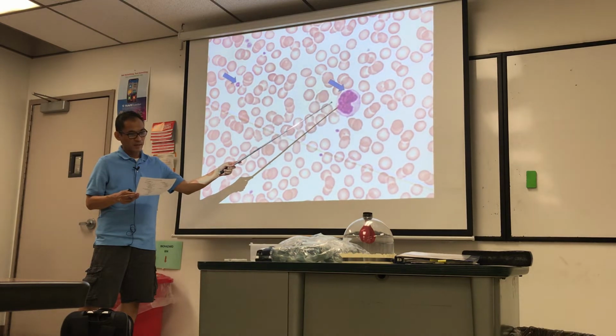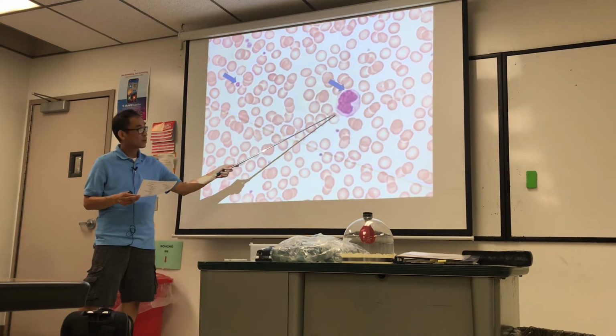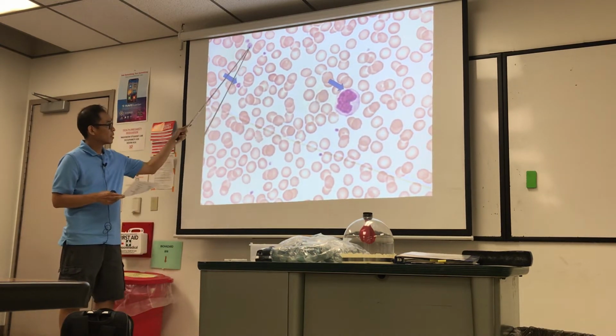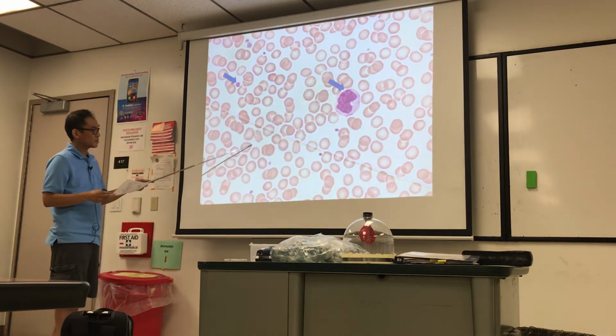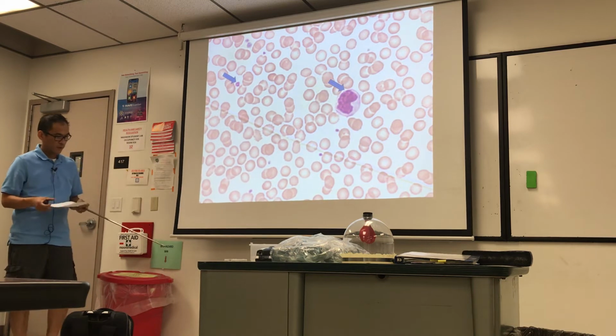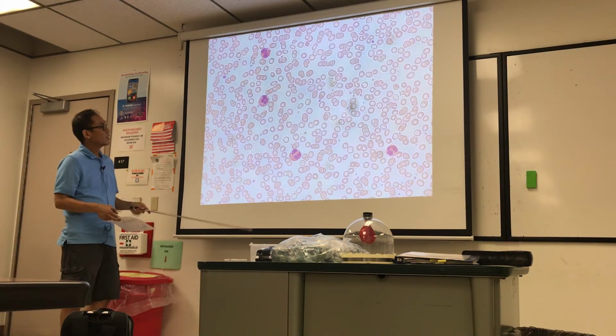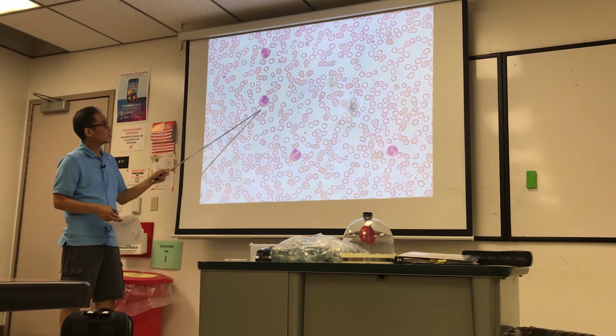Monocyte. Monocyte. Platelet, platelet, platelet, platelet, platelet, and everything else, RBCs. On this slide, I don't point to them, but all of these are eosinophils.